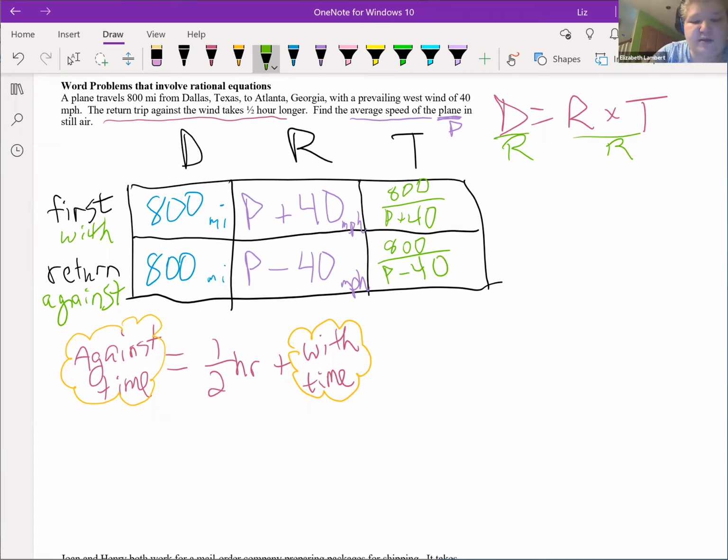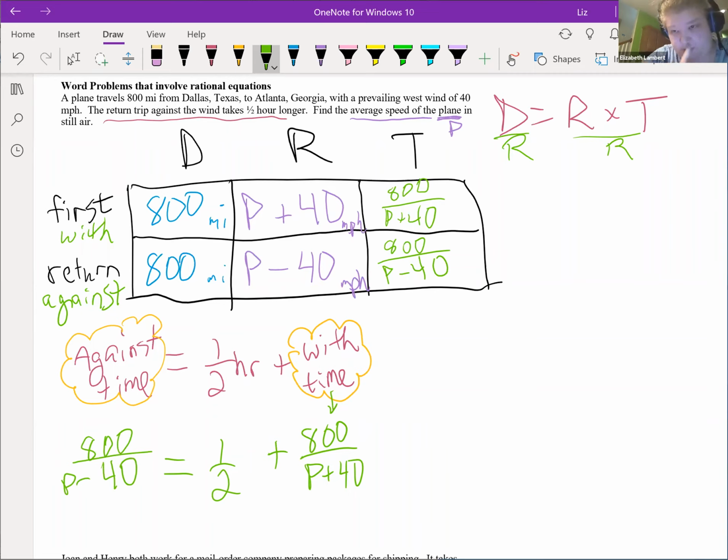So my with goes here: 800 over P plus 40, plus half an hour. Now I know some of you might be thinking, but it's 30 minutes, can't we just do 30 so we don't have a fraction? No, we can't, because that would mean we would have to change the 40 miles per hour into miles per minute. Don't want to do that. So I know the fraction is annoying, but we have to keep it. And then our against is with the minus: 800 over P minus 40.